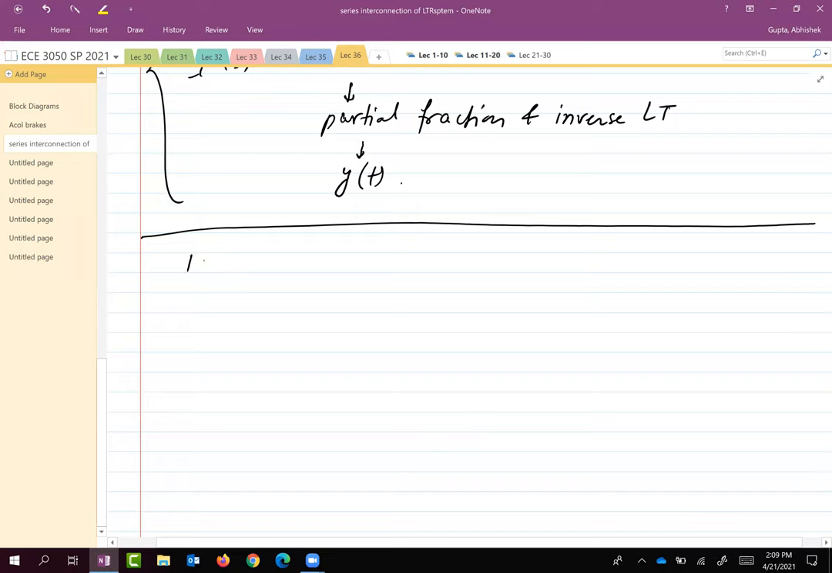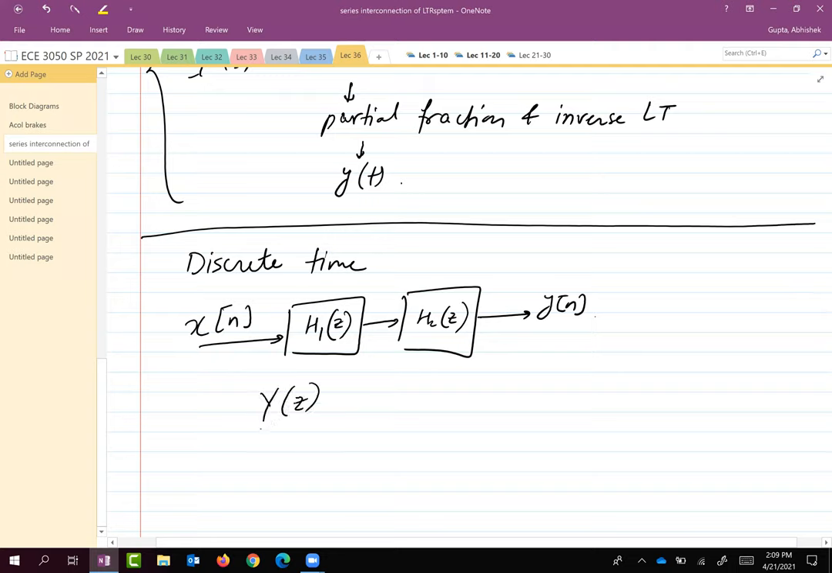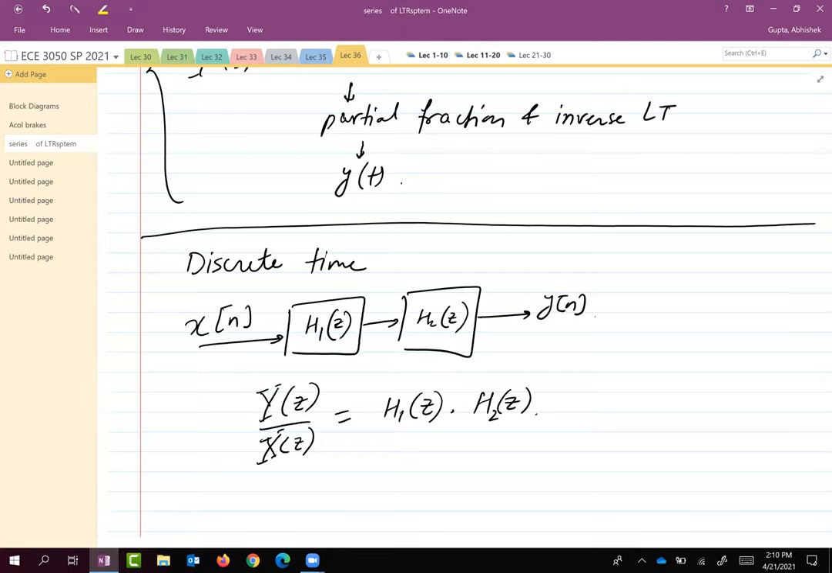Now you can do the same thing for discrete time systems. I have x[n], I have H1(z), I have H2(z), I have y[n], and the overall transfer function Y of z over X of z is given by H1 of z times H2 of z. Just multiplying the two transfer functions gives me the transfer function of the series interconnection of the systems.